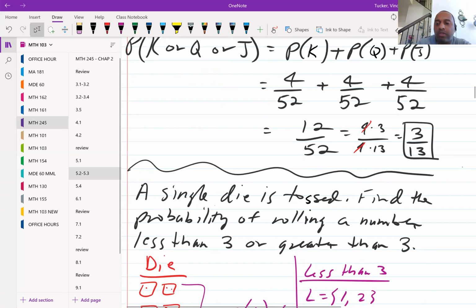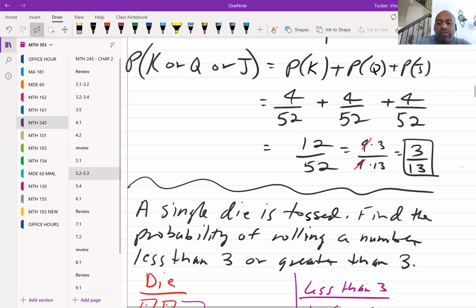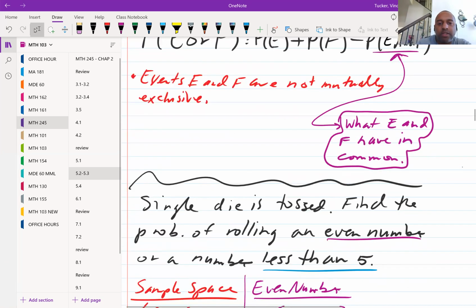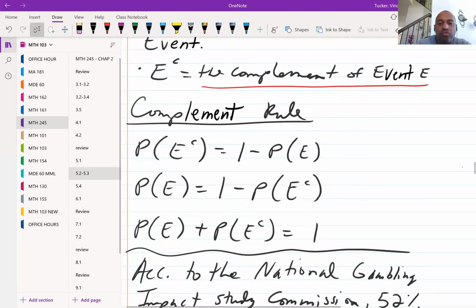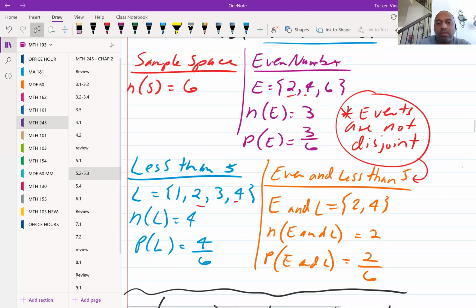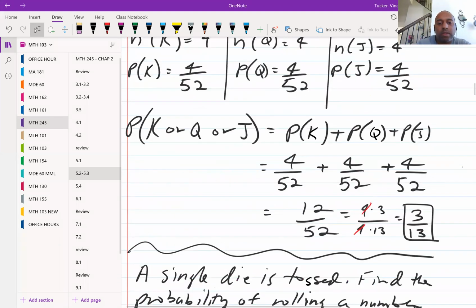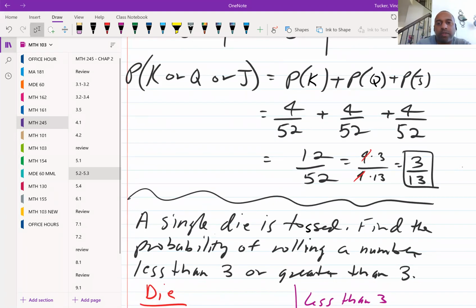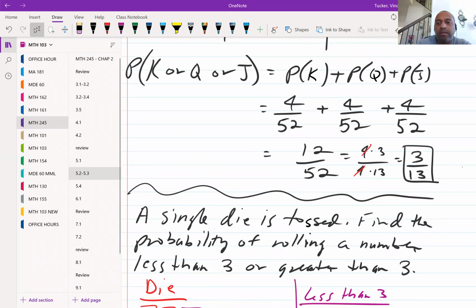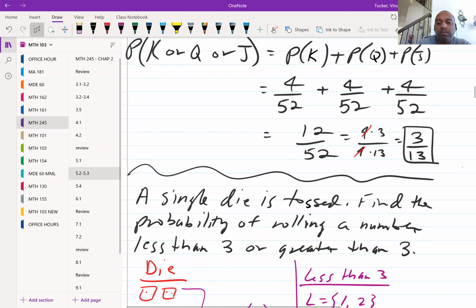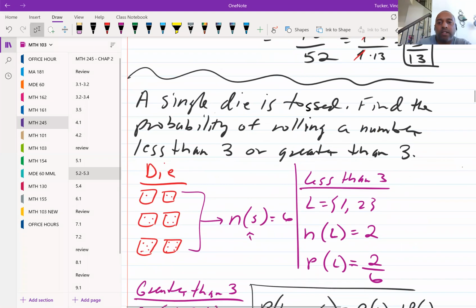Single dice tossed. So we can do this last one for today. Is everybody done with that king, queen, jack? All right. Single dice tossed. Find the probability of rolling a number less than 3 or greater than 3.